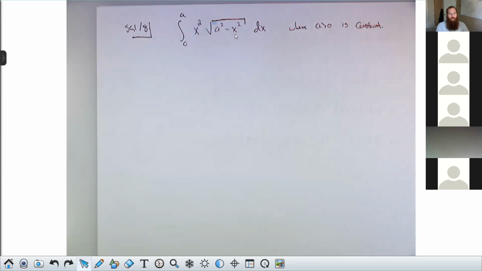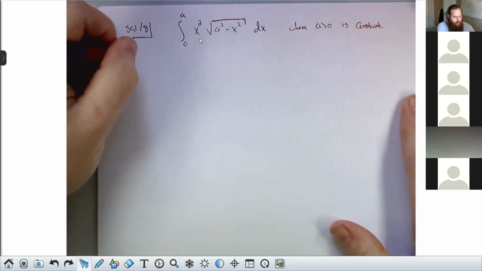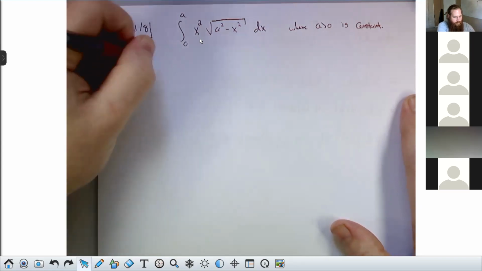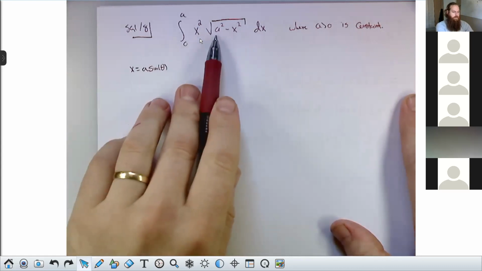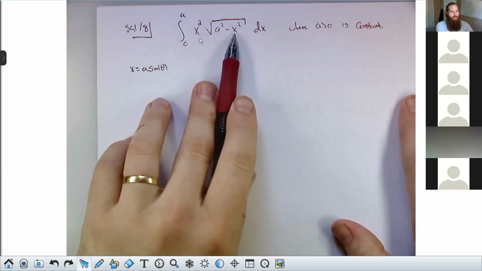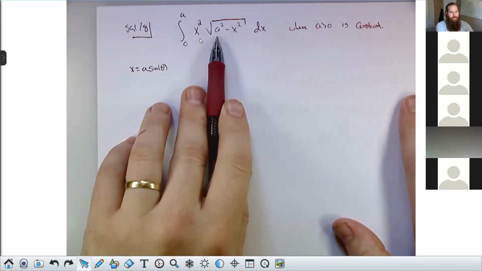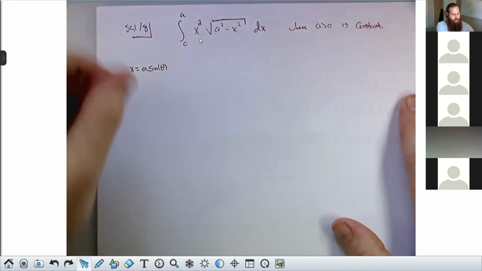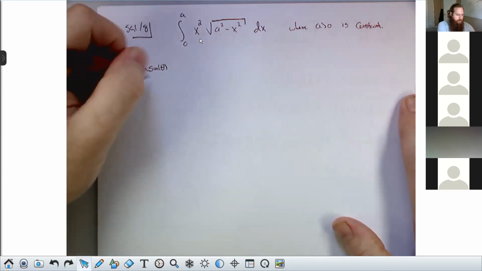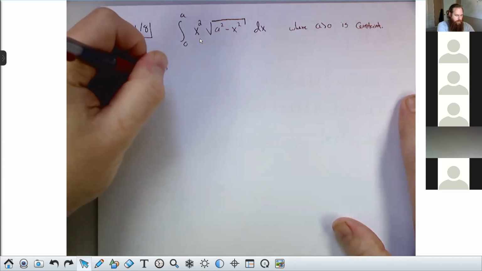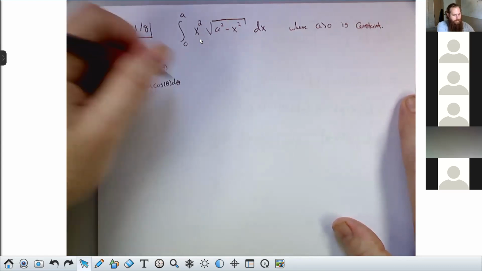So this radicand suggests that I should substitute using the sine function. I should do a trigonometric substitution using the sine function. So the move here is x equals a sine theta, right? Because I want a squared minus x squared to look like a squared times quantity 1 minus sine squared theta. So I'm just following my trig sub Bible. That means dx is going to be a cos theta d theta.